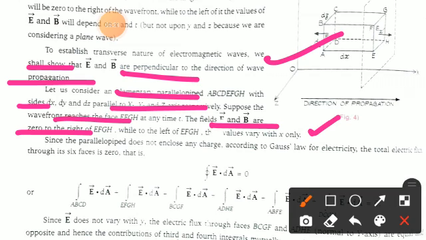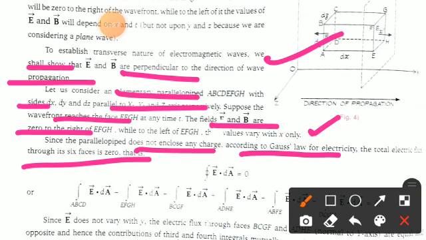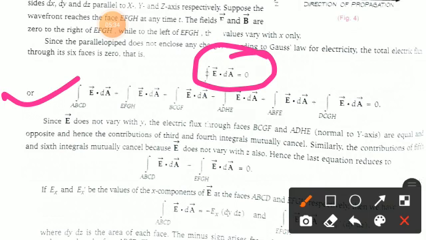Now since the parallelepiped does not enclose any charge, according to Gauss law for electricity, the total electric flux through its 6 faces is 0. Clear? This is your Gauss law, the closed integral of E dot dA is equal to 0. So we consider all the surfaces and finally add them up.